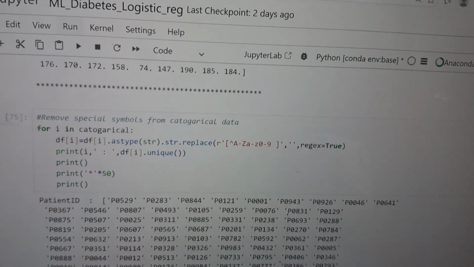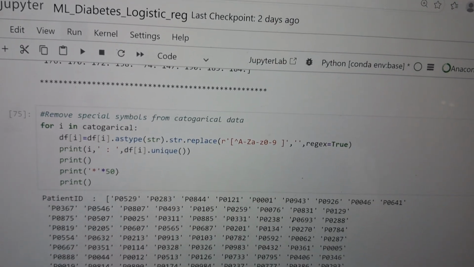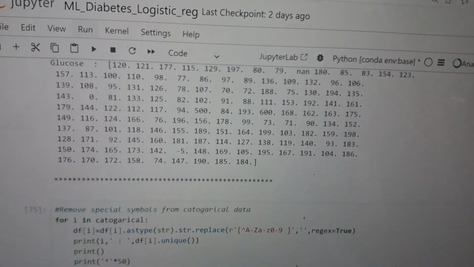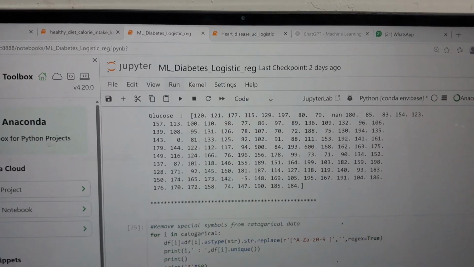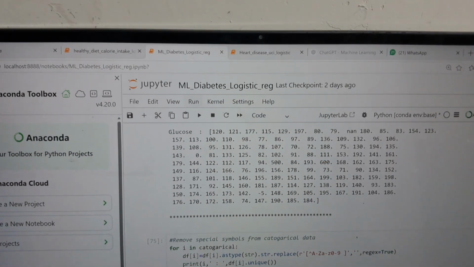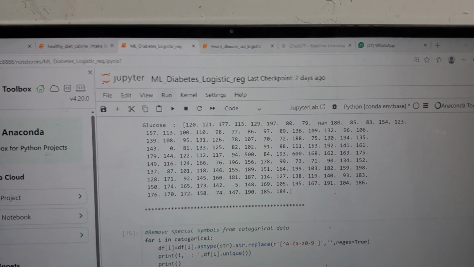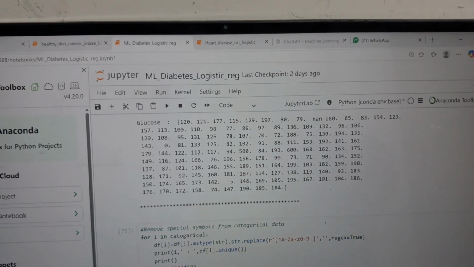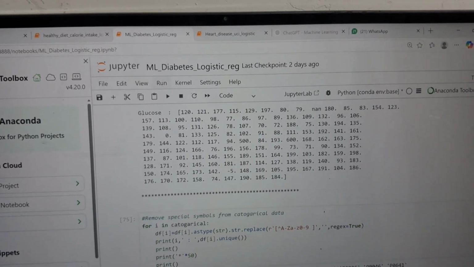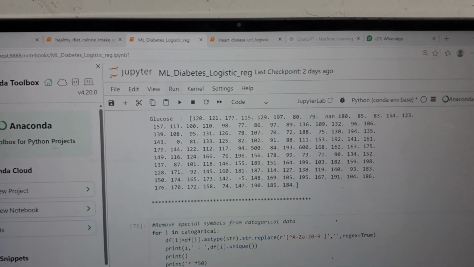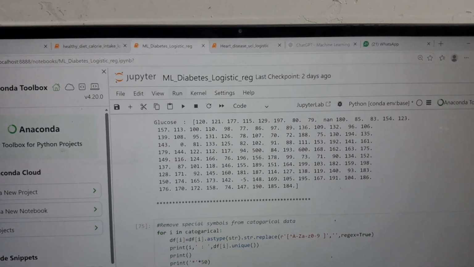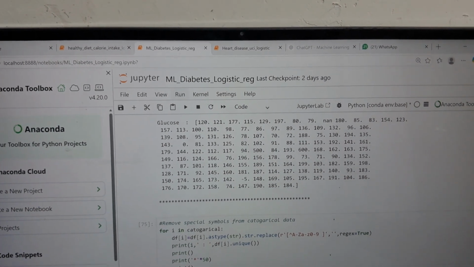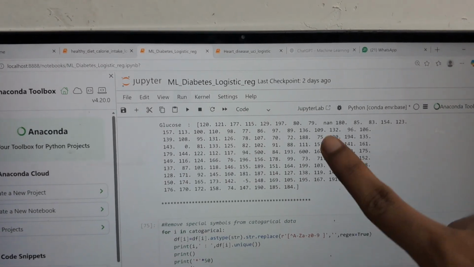I'll remove that. Now I remove special symbols from categorical data. One more thing: before removing missing values, you have to do these things, like removing special symbols, because to remove missing values, I'll fill the mean or median of that column into the missing value. That only happens for numerical data. If the data is categorical, I'll fill the mode into my missing value.